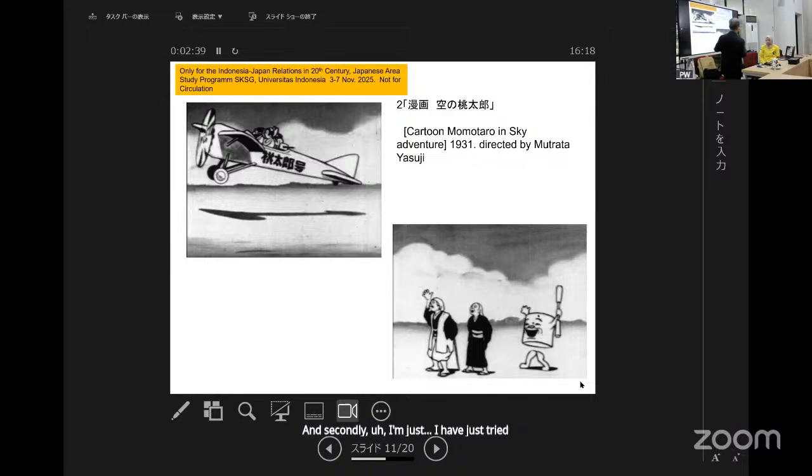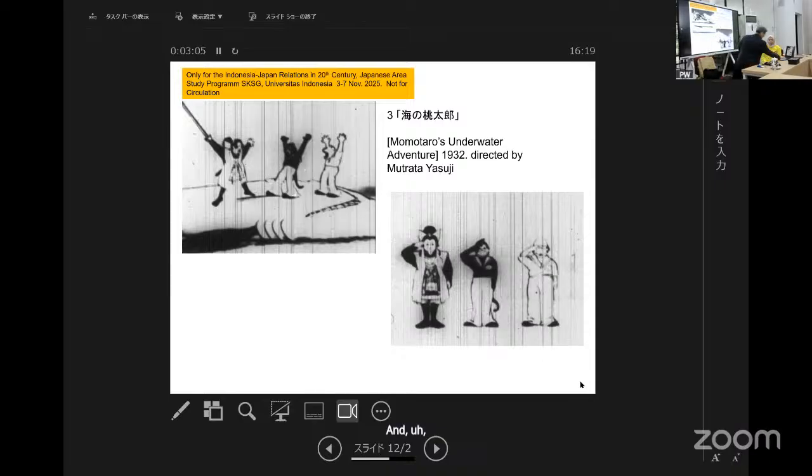And secondly, I have tried to introduce you to Momotaro getting a new mode of high technology in the 1930s to attack the rogue evil eagle. And this is Momotaro's underwater adventure. Finally, they succeeded in killing the evil shark to defend the people of Ryugujo Castle under the sea.